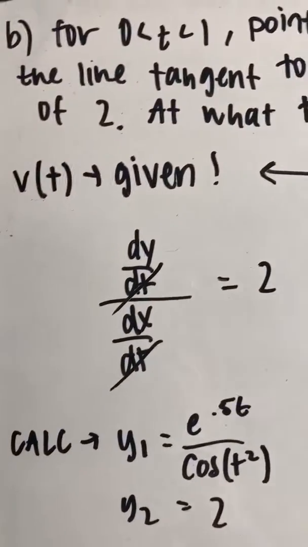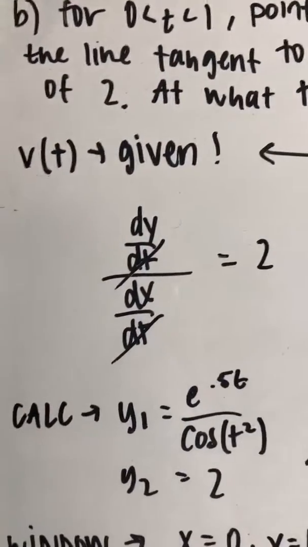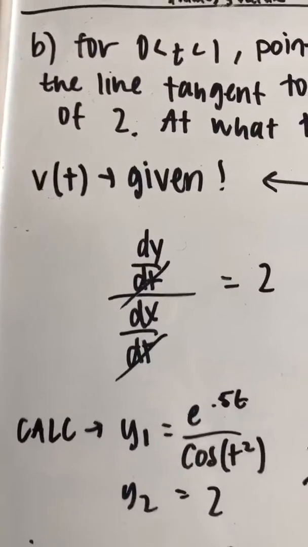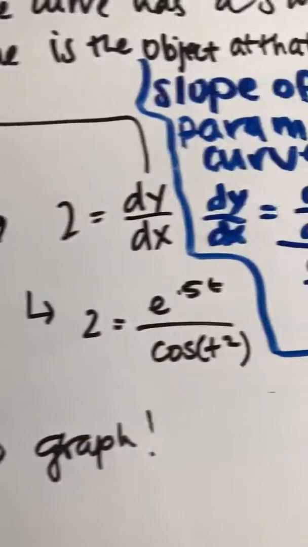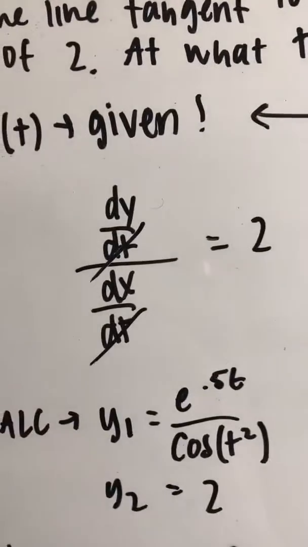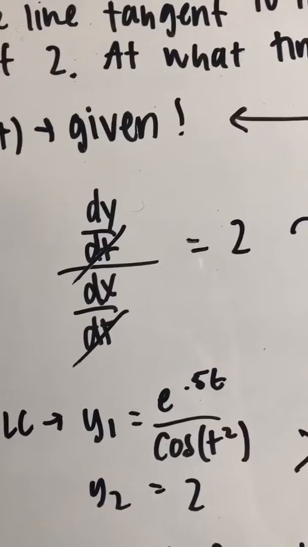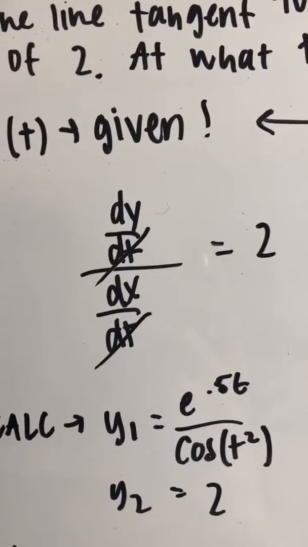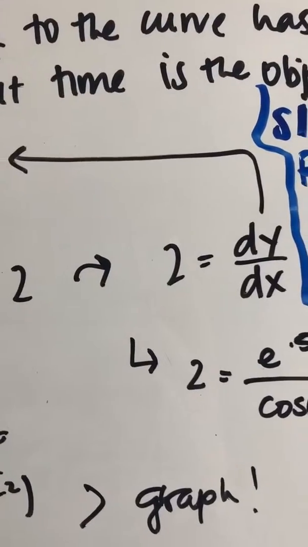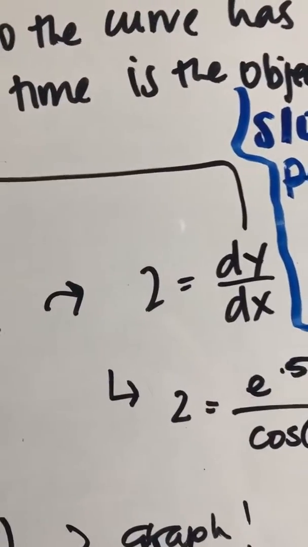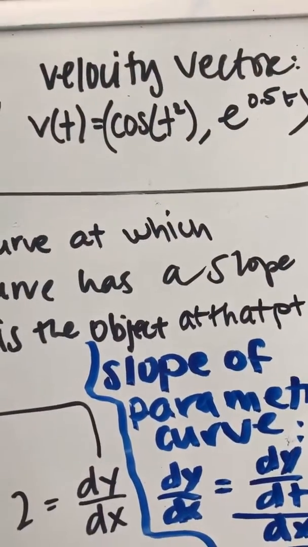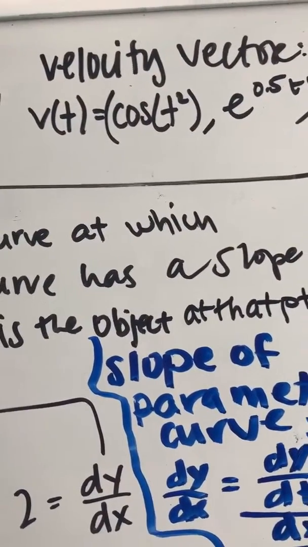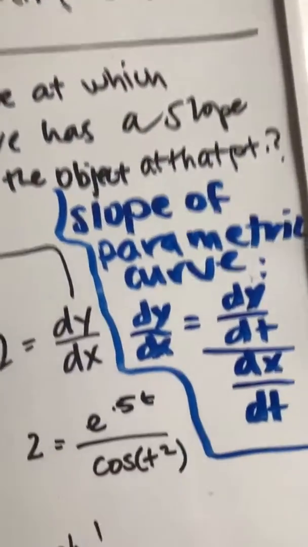So we are given our slope of 2, and we're also given t. So what we're going to do is use that slope of the parametric curve and set it equal to 2. So we have dy over dt over dx over dt. The dt's cancel, and then you have 2 equals dy over dx. Luckily, we are already given the velocity vector, which is already our derivative. So you have your x'(t) and your y'(t) because the velocity vector is given.